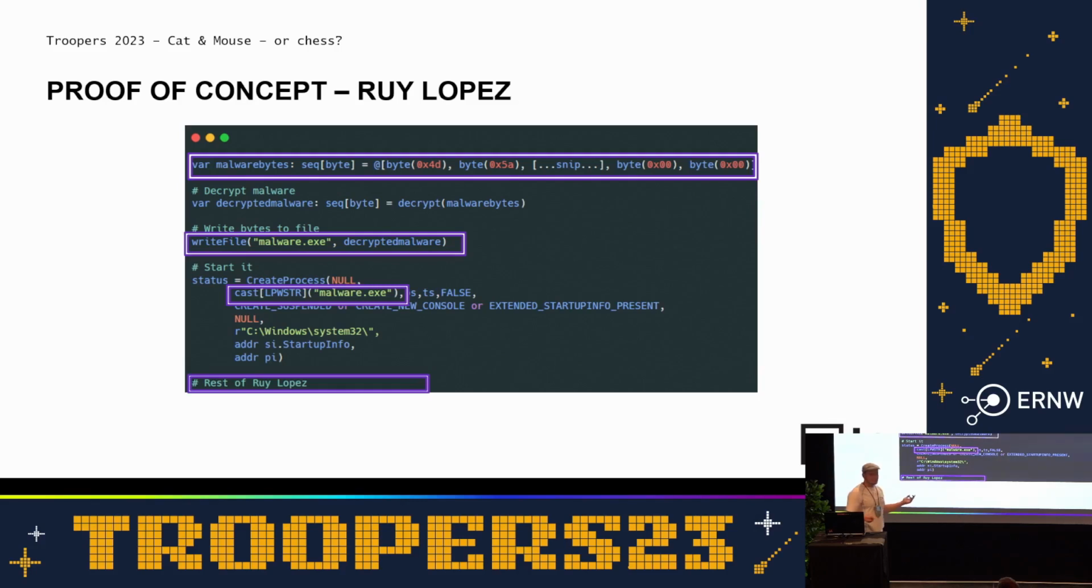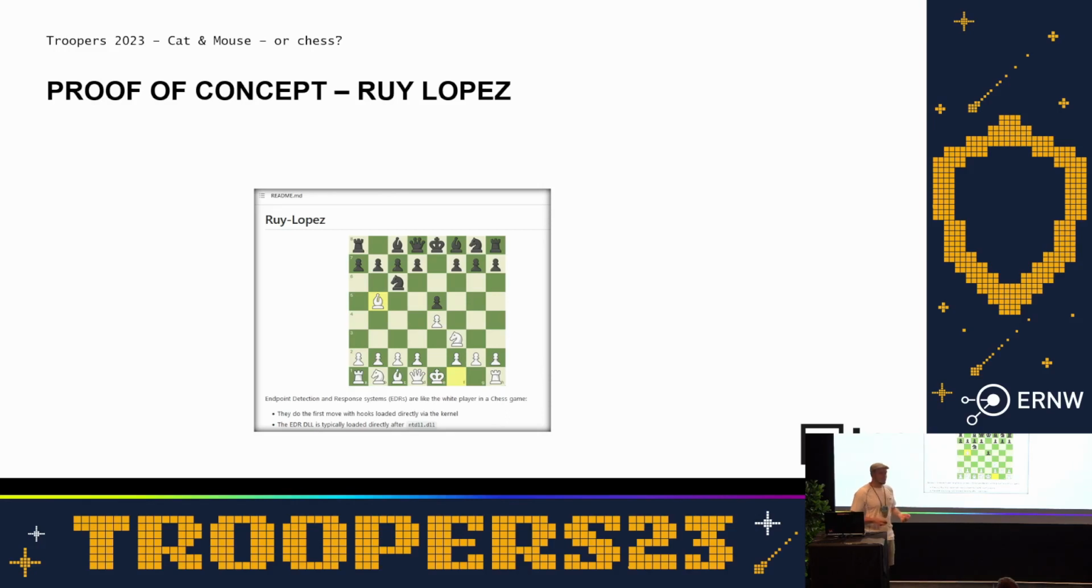Or you could just embed your malicious code, your executable, in an array. You could write that executable to disk somewhere and just start that newly dropped malware and also go for the Rule-Lopez technique, and then the new process will not have EDR DLLs loaded.